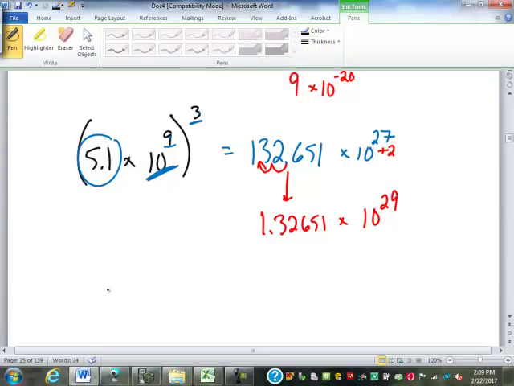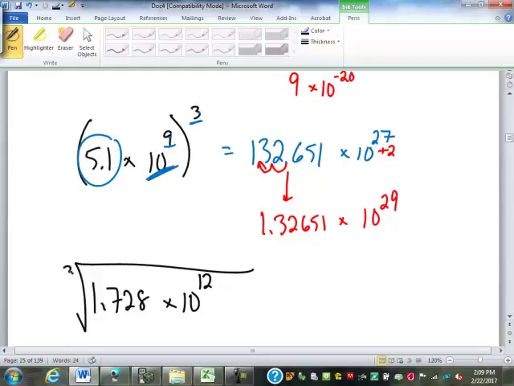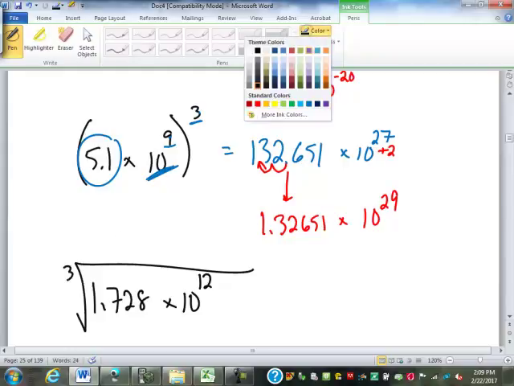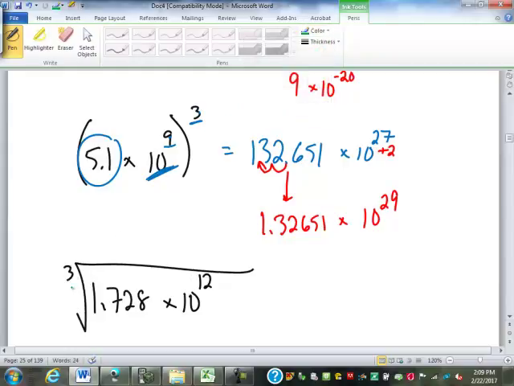And the roots are going to work the same way. Let's say we have, I'll do a cube root, it'll make it easier. 1.728 times 10 to the 12th. Now we'll do the cube root of it. So we have to do the cube root of the number, 1.728.